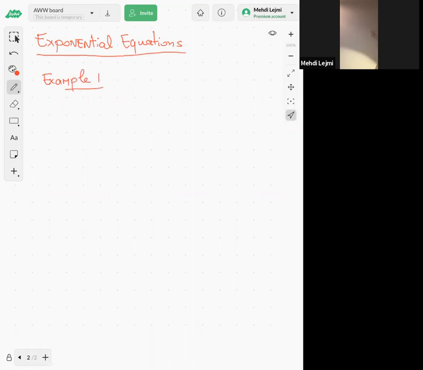All right, so in the exponential equations, guys, let's say you have an example where you have the same base. So let's say you have 6 to the power x minus 1 equals 6 to the power 2x plus 4.